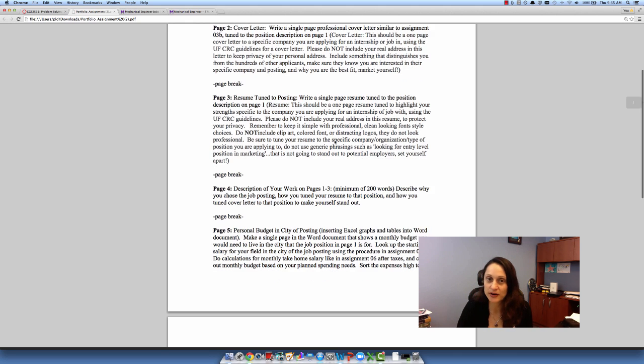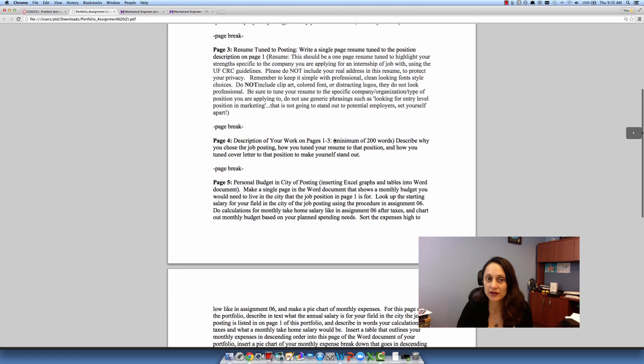Do a page break. Page 3 of this Word document of your portfolio is your resume. Similar to the other assignment we did with a resume, follow the CRC guidelines and tune your resume to the posting you found for page 1. It should be tuned to highlight your strengths specific to the company you're applying to for an internship or a job.